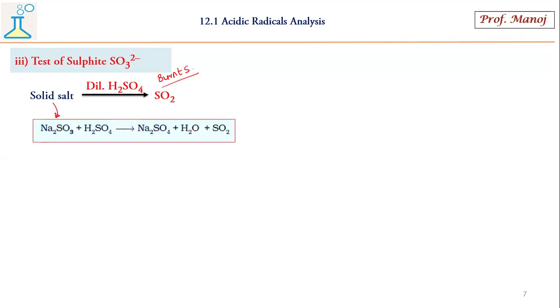Solid salt is this one, treated with sulfuric acid, and sulfur dioxide you can see here. Most of the byproducts are dissolved in water or are solid formations, so we don't give any importance to them. Next, this sulfur dioxide is allowed to pass through potassium dichromate. Usually, a normal filter paper is dipped in dichromate and held over a test tube.